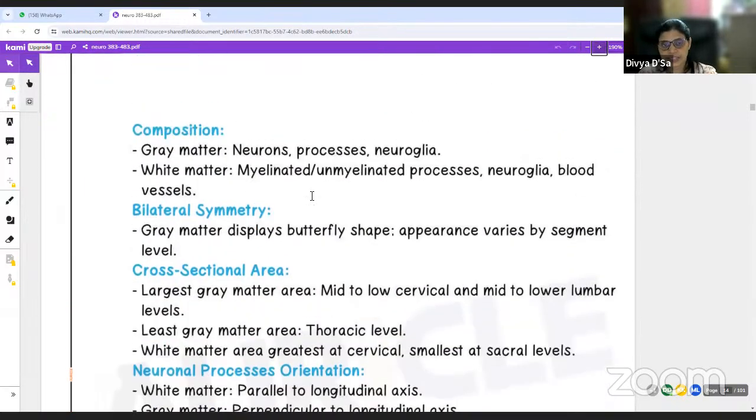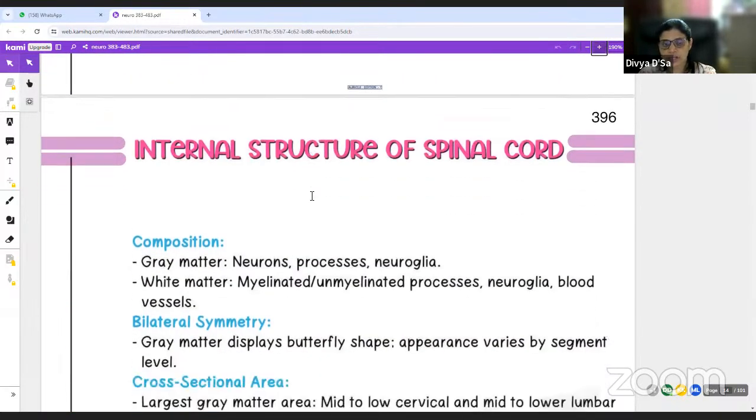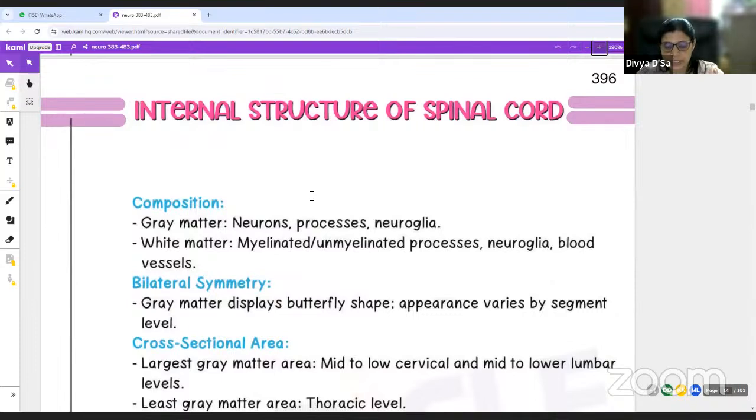Coming to the internal structure of the spinal cord, okay, so the composition here: basically the entire central nervous system has got white matter and gray matter, right? So the gray matter usually are what? The neurons, the dendritic processes, neuroglial cells, and maybe a few blood vessels. White matter basically consists of myelinated or unmyelinated processes, then supporting cells, that is neuroglia, and the blood vessels.